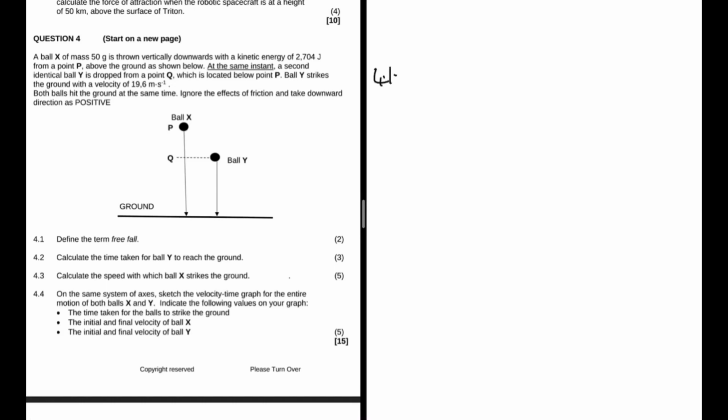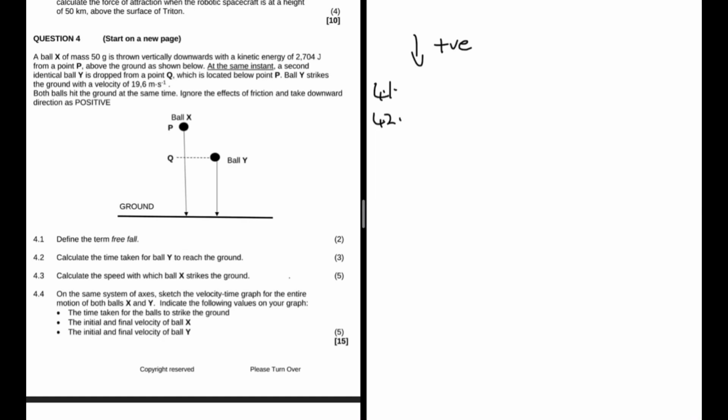4.1 says define the term free fall. Free fall is the motion of an object when the only force acting is gravitational force. And now we can move to 4.2. So we're taking down as positive, right? We are instructed to do so. Usually we take up as positive, but hey.